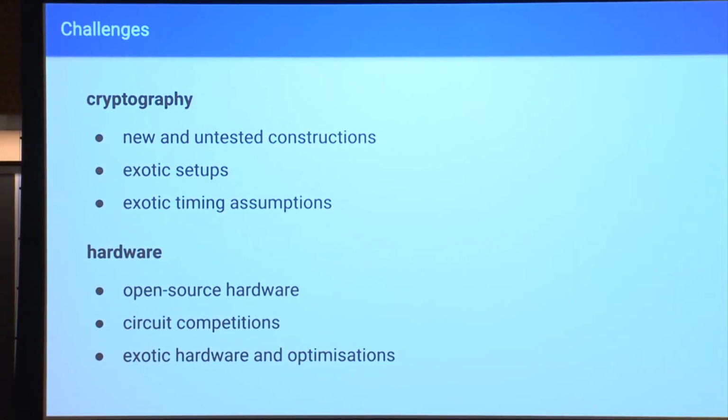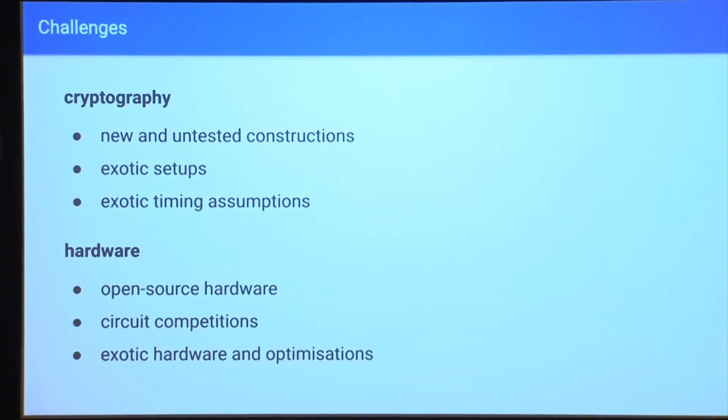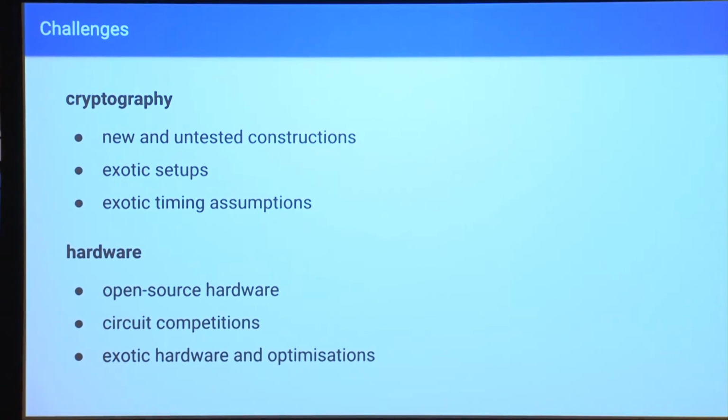And for the security of our constructions, it's critical that we have these very fast circuits. And so that adds another challenge. One of the ideas that we have here is to try and crowdsource the R&D of these ASICs using competitions. But this has never been done before. So we want to have a $1 million circuit competition, but no one's done that before. So we're breaking new ground here. And we also need to look at exotic hardware, exotic optimizations, all sorts of crazy stuff.